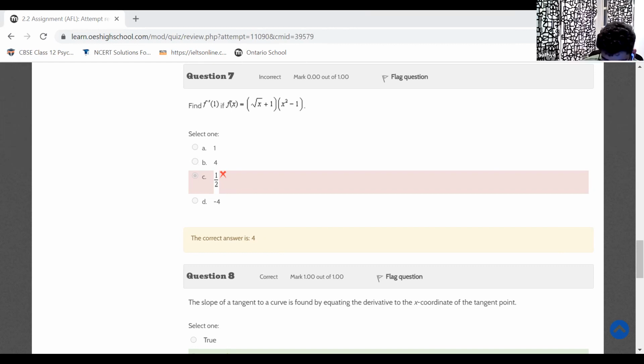Further, plus 2 into 1, so that's 2, plus half into 1, so that will be half, minus half again. What do you get as the final answer? I'm getting 4. That is fine. The correct answer is 4.